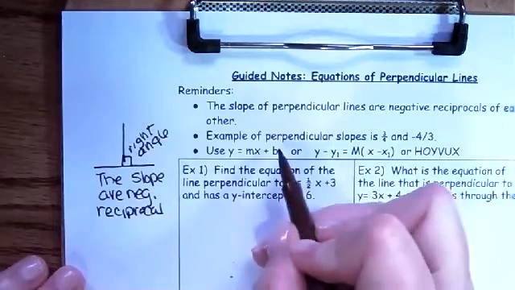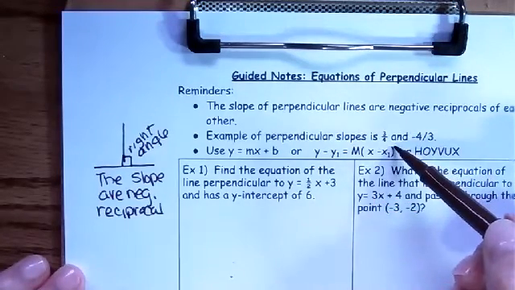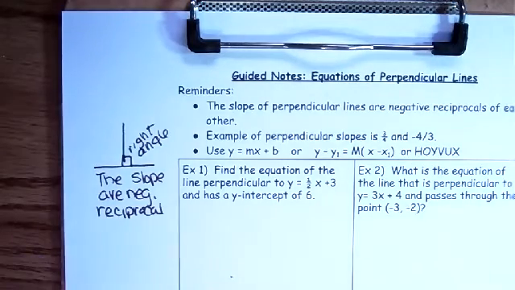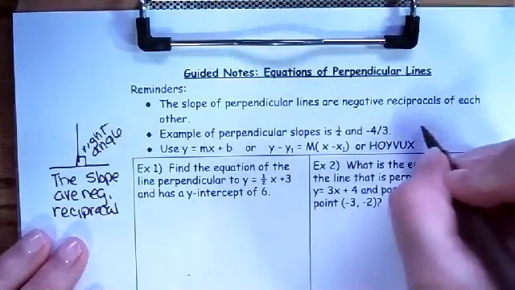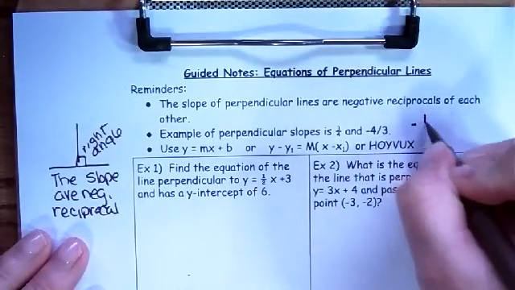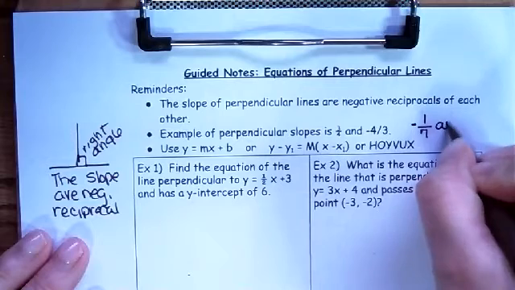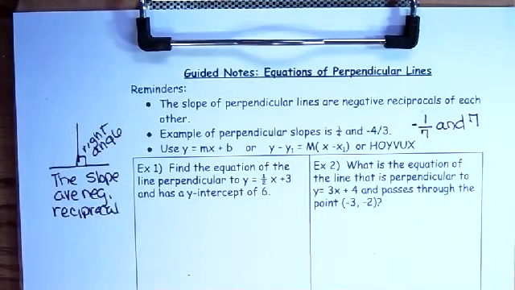An example of perpendicular slopes would be 3/4 and -4/3. Notice I took the reciprocal, but also changed the sign. Now, if you start off with a negative slope, something like -1/7, its perpendicular slope would just be +7, or we could say 7/1.